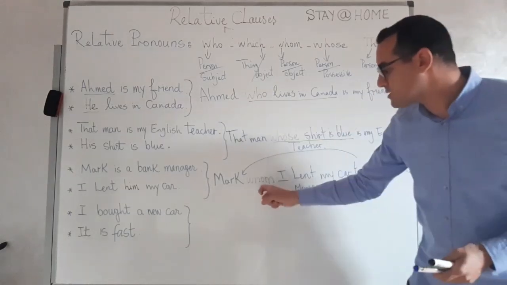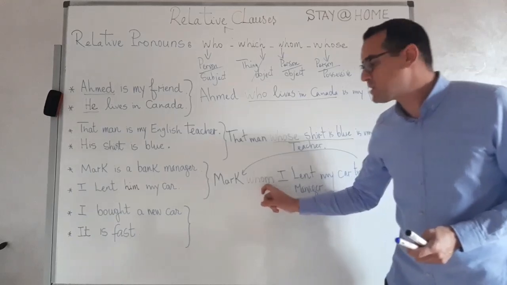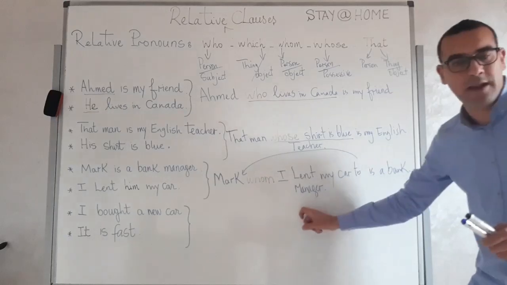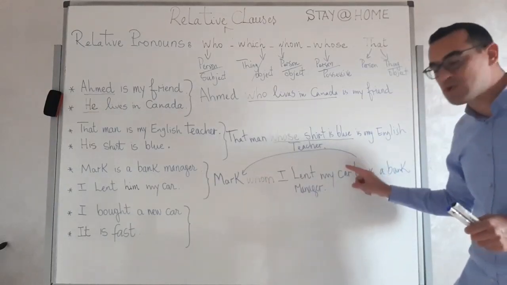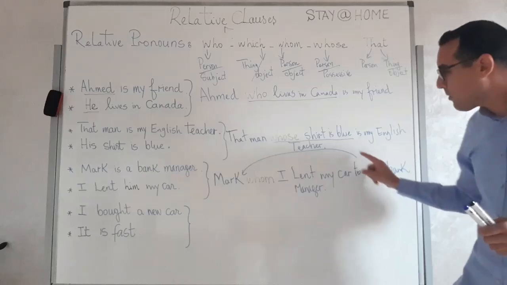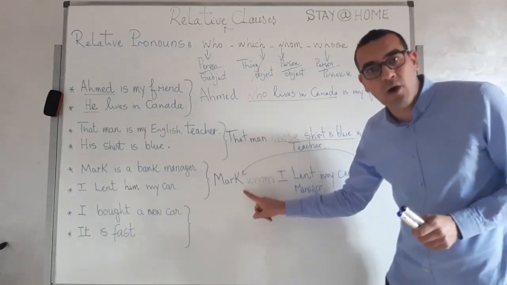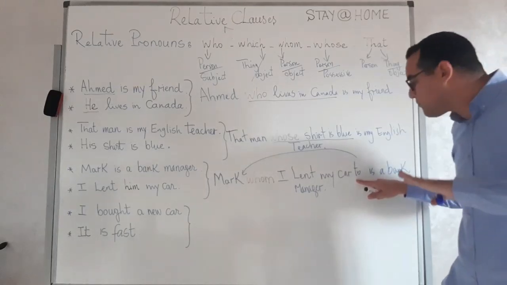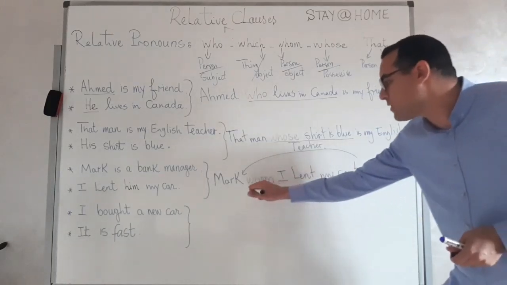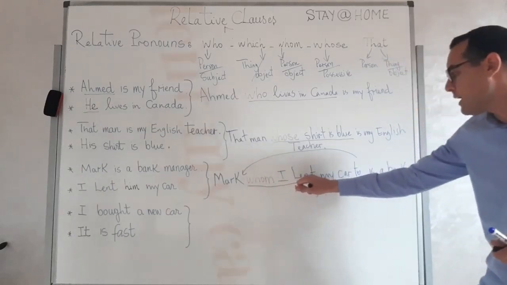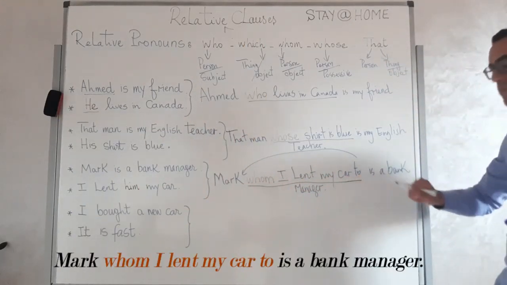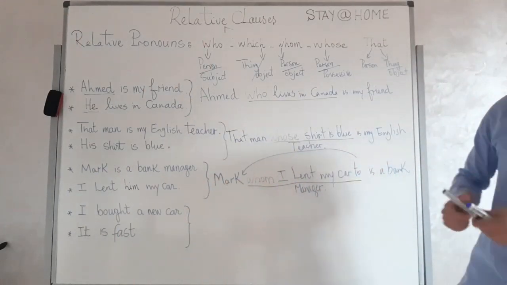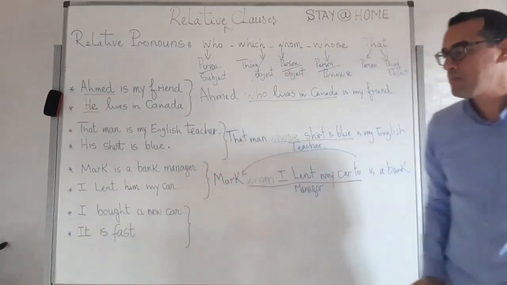So I want you to concentrate on the relative pronoun, of course. So Mark, whom I lent my car to, is a bank manager. I said that for the position of to, we have two possibilities. Either we place it before the relative pronoun, or we keep it until the end, I mean, the final position of the relative clause. So the relative clause is whom I lent my car to. So when you finish writing the relative clause, you insert to. Though we do not have it here, okay?